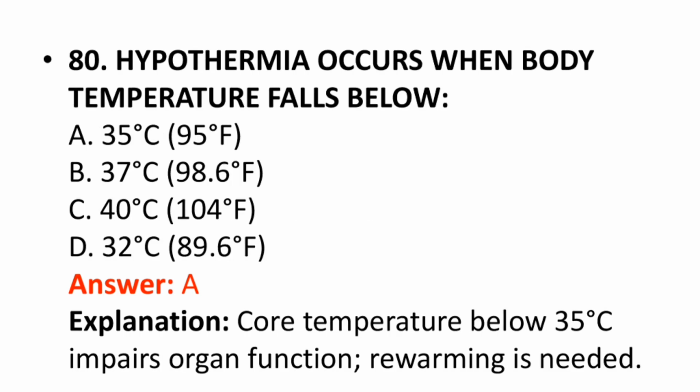Hypothermia occurs when body temperature falls below: option A, 35 degrees Celsius. Option B, 37 degrees Celsius. Option C, 40 degrees Celsius. Option D, 32 degrees Celsius. The correct answer is option A, 35 degrees Celsius. Core temperature below 35 degrees Celsius impairs organ function. Rewarming is needed.